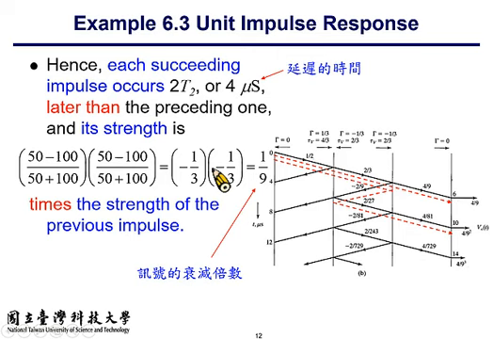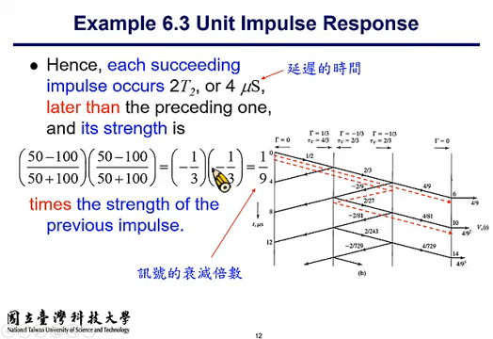So the propagation delay accumulated in the second pass will go through the transmission line 5 times. There are 2 additional propagations. So the total time required for the second impulse to reach the right shall be 10 microseconds.